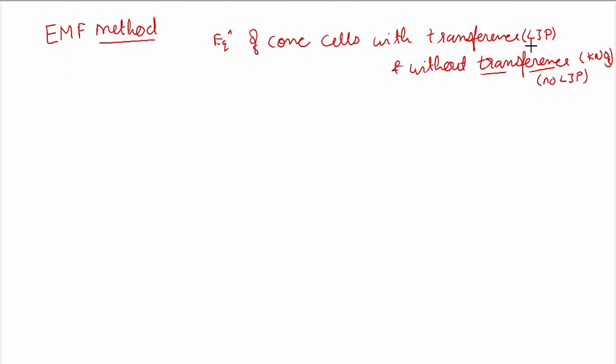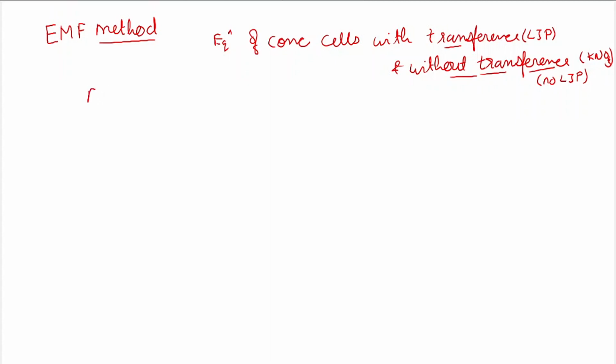And if we are using a salt bridge having the same ions, then that will be a concentration cell with transference. I am not going into detail on the concept of concentration cells with and without transference, but we will look at the equations obtained to determine the EMF, and then we will find out the transport number, as we are concerned with the transport number in this video.